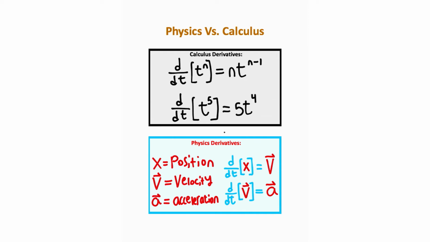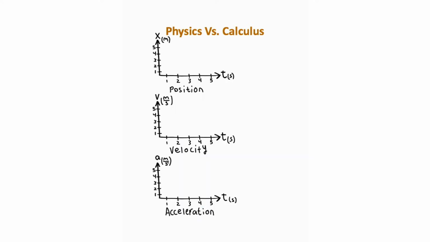Now these derivatives will also be applicable in physics, where the derivative of your position with respect to time is velocity, and the derivative of velocity with respect to time is acceleration. We can visualize this by looking at three graphs, where the graphs represent position, velocity, and acceleration.